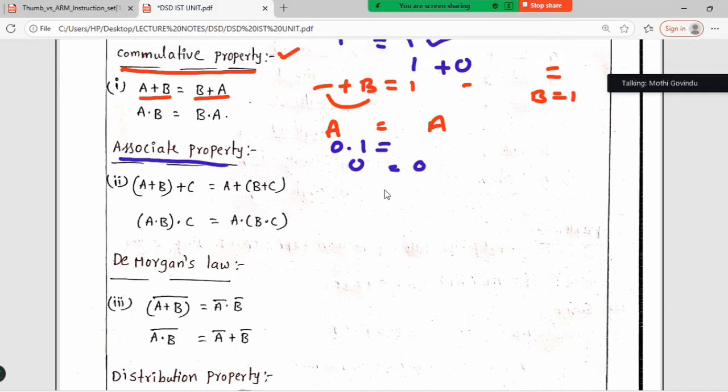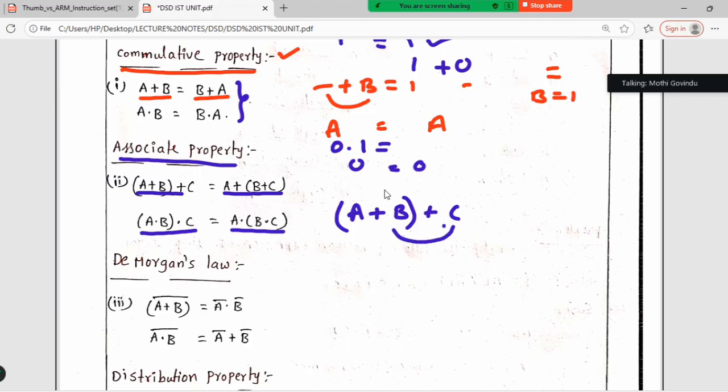Next, the associative property. The commutative property works on only two variables, and the associative property works on three variables. So A plus B plus C equals A plus B plus C with different grouping, and A into B into C equals A into B into C with different grouping. First I am adding A and B, and the result I am adding with C, which equals first adding B and C, and the result I am adding to A. We will get the same answer. Similarly, for A into B into C, first I am multiplying A into B, then the result I am multiplying with C. Here first I am multiplying B into C, then the result I am multiplying with A. This is very important. So the associative property and commutative property are completed.